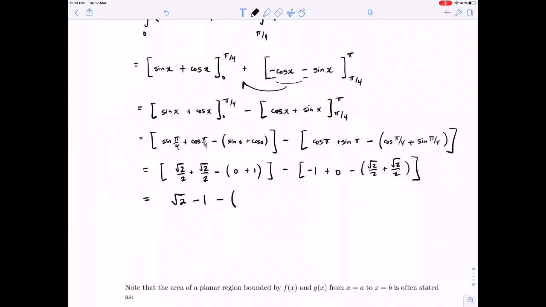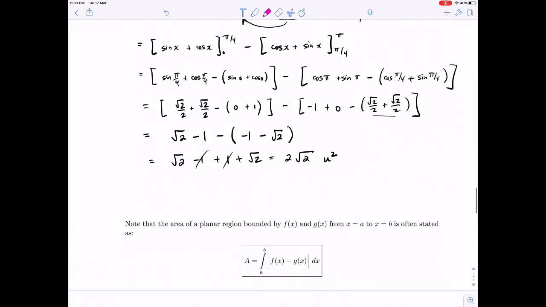Minus the values that are going to be in brackets here. So minus 1. The 0 I'm going to let go with here. And I'm going to get, again, minus. Add these guys together. 2 root 2 over 2. That's just going to give me root 2. And then I have to be careful about the negatives here. So root 2 minus 1 minus minus gives me plus. Minus minus again gives me plus. Those minus 1s are going to cancel nicely. And we're going to have 2 root 2 square units.